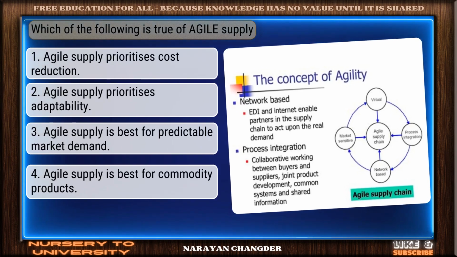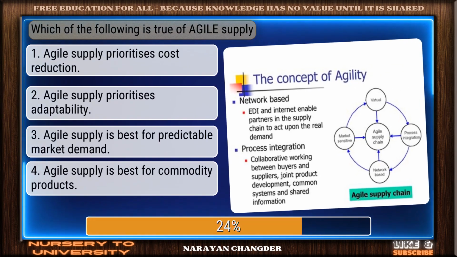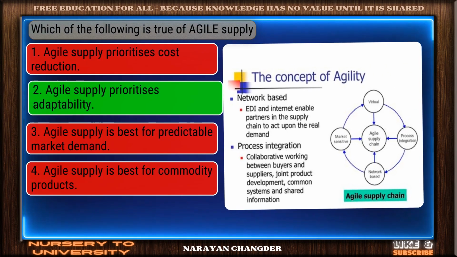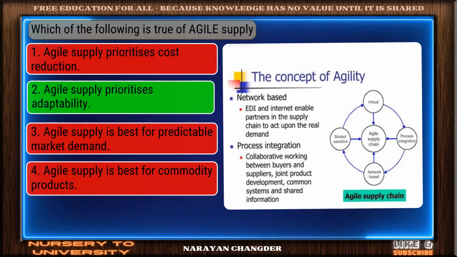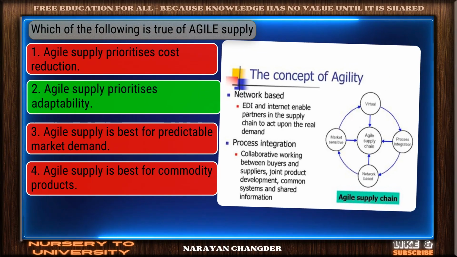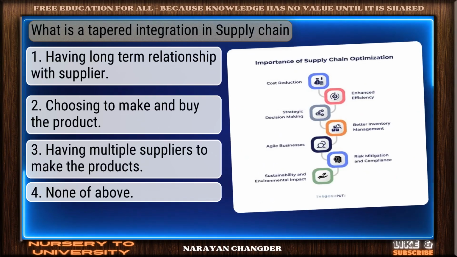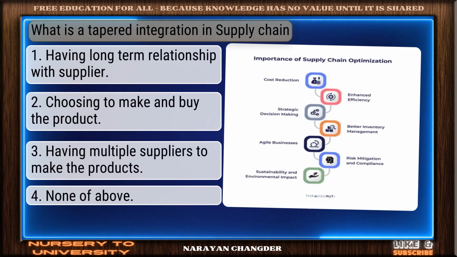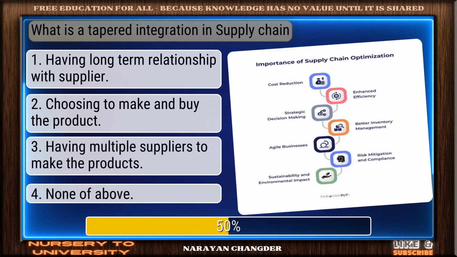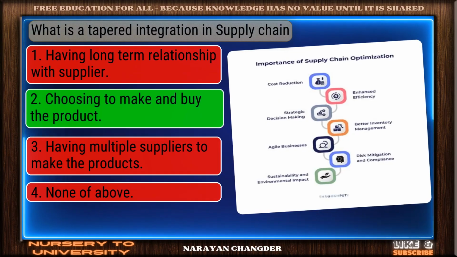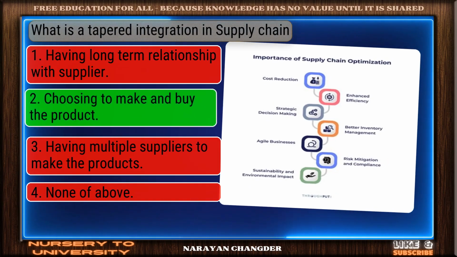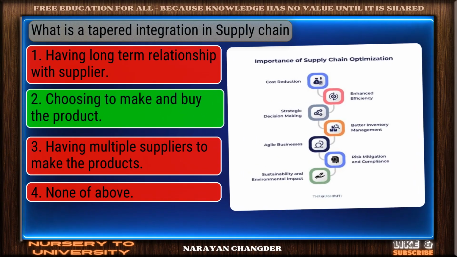Which of the following is true of Agile supply? Exactly. Agile supply prioritizes adaptability, makes sense, and it is the right choice. What is a tapered integration in supply chain? Right choice. Choosing to make and buy the product is the best answer.